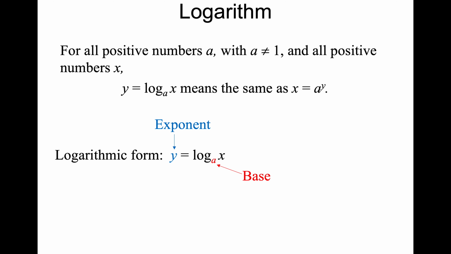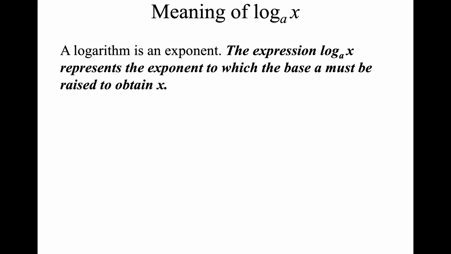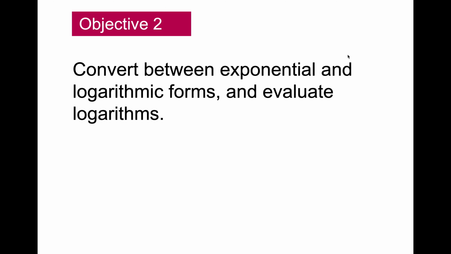So when we complete the swap, our a is the base, our y is the exponent, and then x is going to be what it equals. So this just visually shows you that swap that happens with the x and the y switching places. So the meaning of a log is the exponent to which the base must be raised to get the answer x. So this is where things can get confused. x is the value you want to get out of raising a to some exponent.